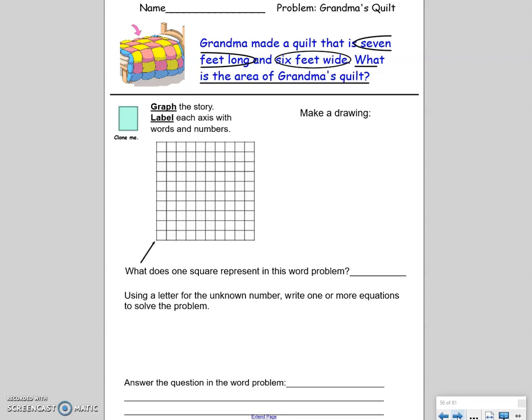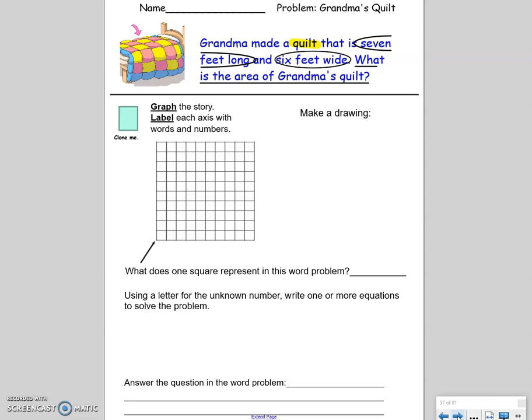Let's go ahead and read this one more time and look specifically for key words that tell us this is definitely an area multiplication story problem. Grandma made a quilt that is 7 feet long and 6 feet wide. What is the area of Grandma's quilt? Ooh, right away, I heard the word quilt. And I know that quilts are a kind of blanket and they're usually rectangular. So we're talking about a rectangular object, a quilt. I know area story problems are always finding the area of a rectangular object.